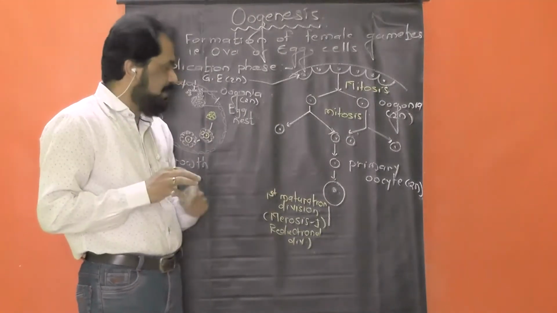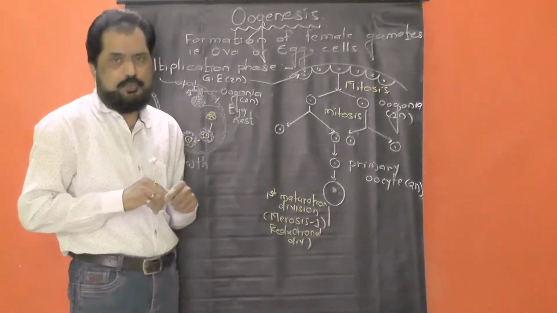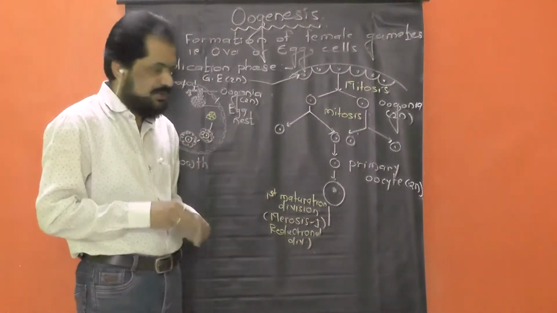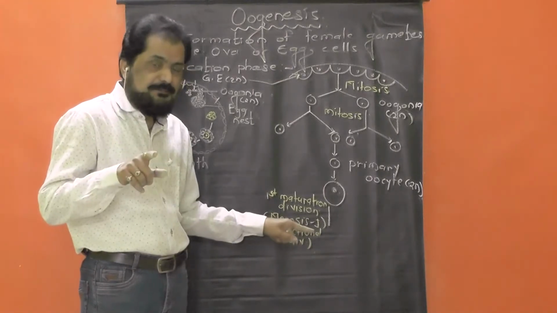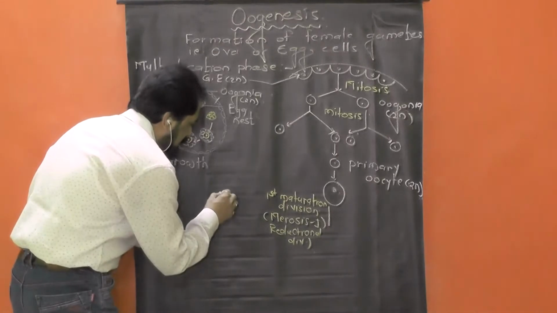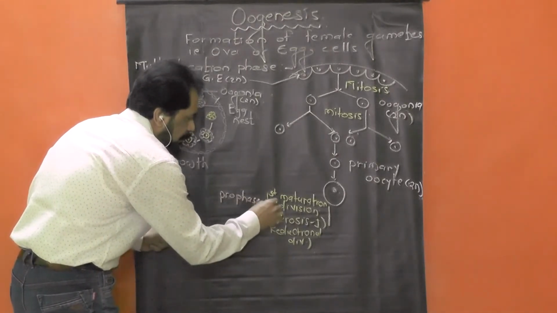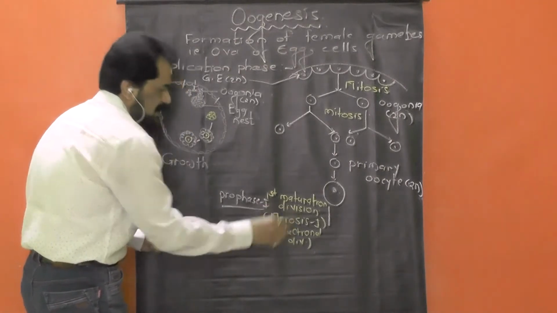But that first maturation division, meiosis first, does not complete. First maturation division, that is meiosis first, is arrested, is stopped in prophase first of meiosis first. Prophase first of meiosis first.